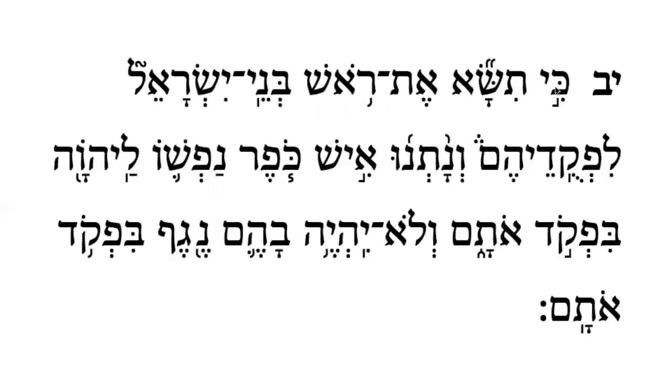This is a kaf with a chirik and the yud together. The chirik says e, so this is ki, ki. And in this verse, it's translated as "when." It can also mean "if," or "for," or sometimes even "because." Okay, ki, when.